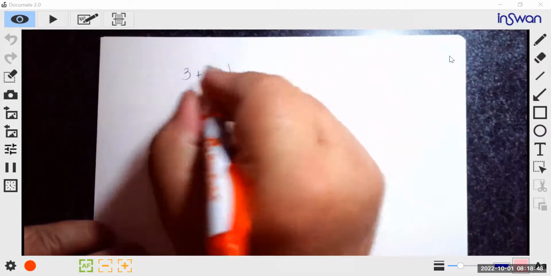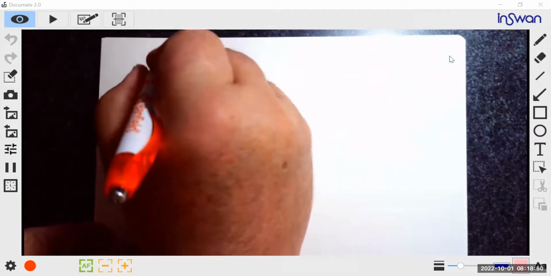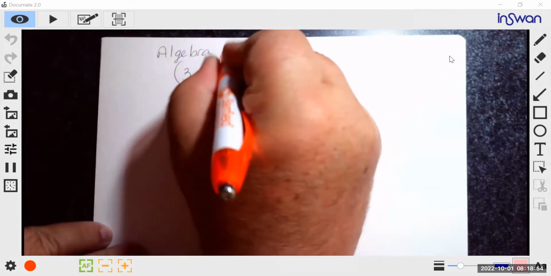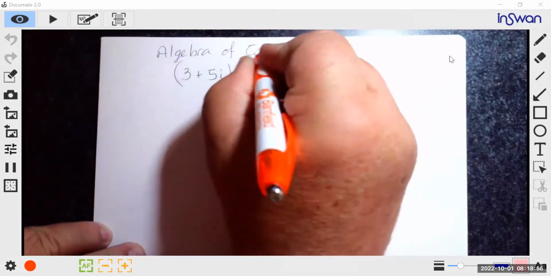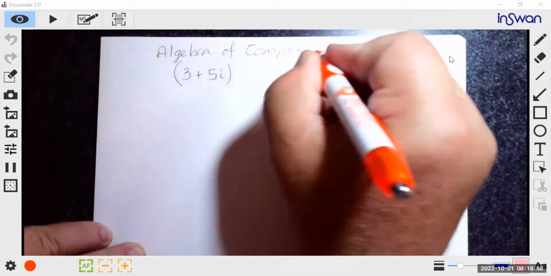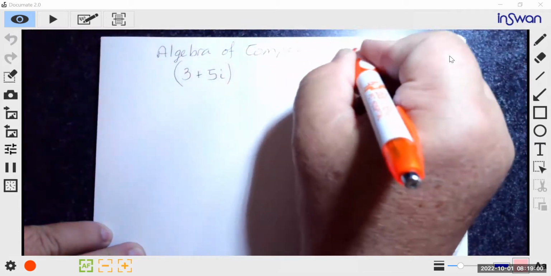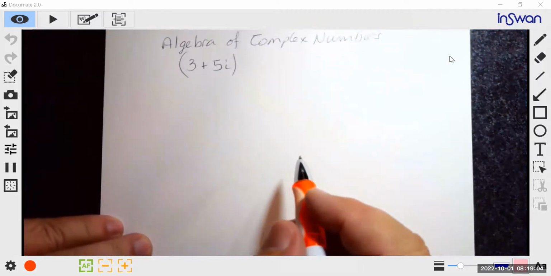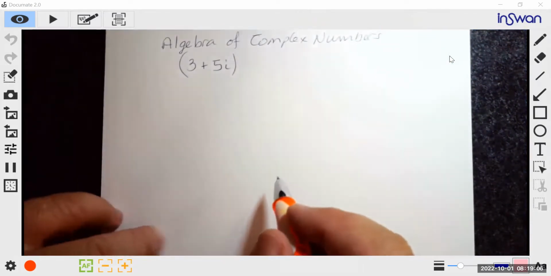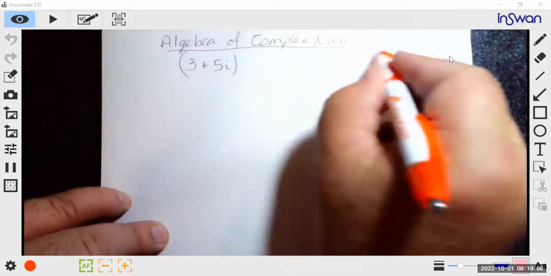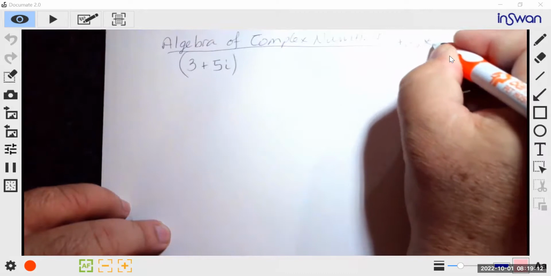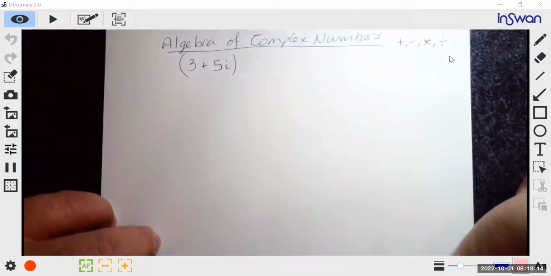We can talk about the algebra of complex numbers. When we say the algebra of complex numbers, we're talking about adding, subtracting, multiplying, and dividing.